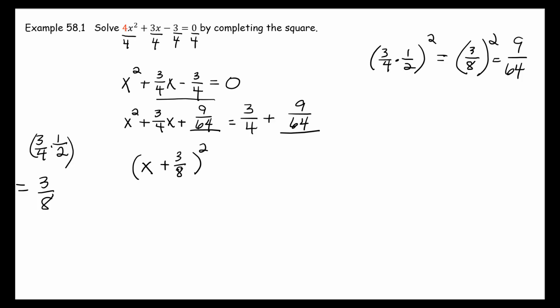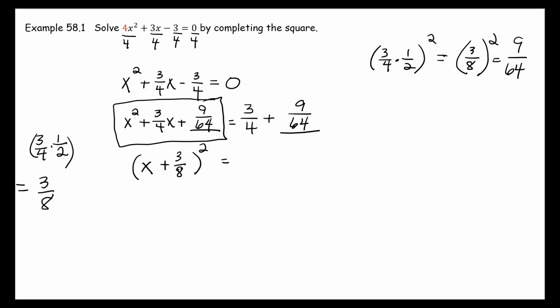That's why we chose 9/64 to go in the blank, because that makes this whole left side of the equation equal to x plus 3/8 quantity squared. The right side of the equation, we're going to need to get a common denominator so that we can add these. The common denominator is going to be 64.